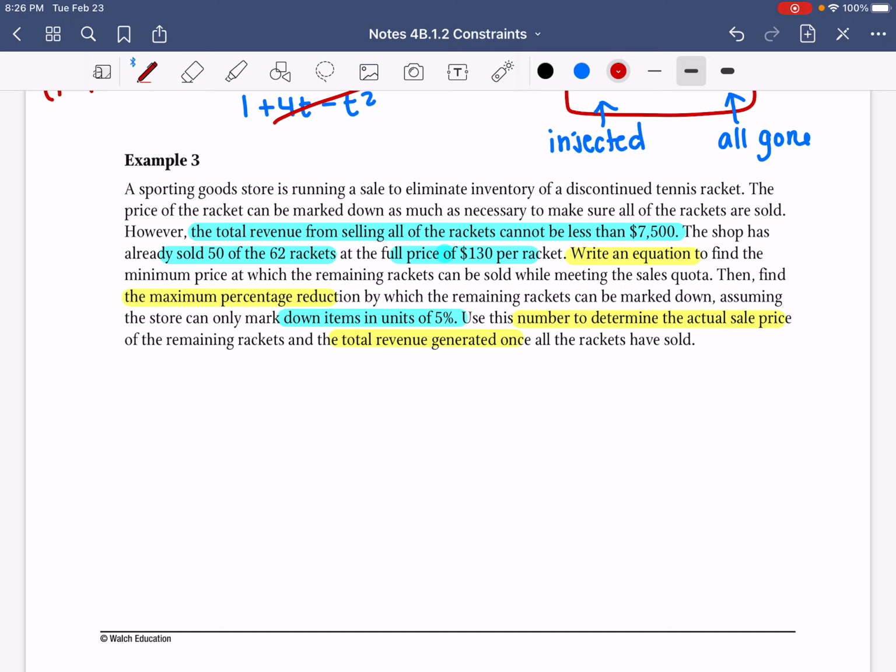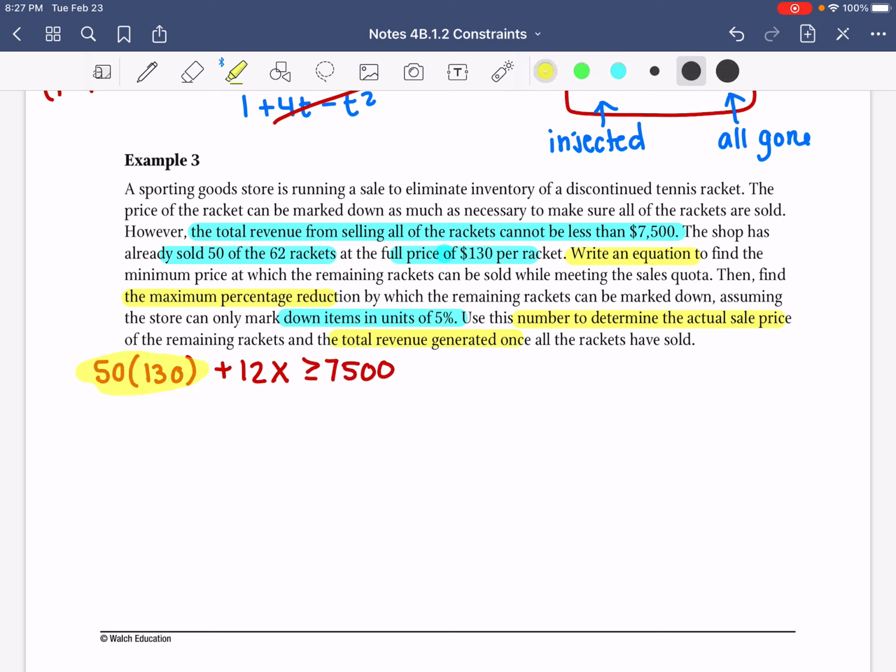It said they already sold 50 of the 62 rackets at $130. If they sold 50 of 62, that means there are 12 rackets left to solve. We're going to figure out x, how much they want us to sell it at. They didn't tell us a variable to use, so I'm just going to use x. But we do know that the revenue cannot be less than $7,500. So this number needs to be greater than or equal to $7,500.